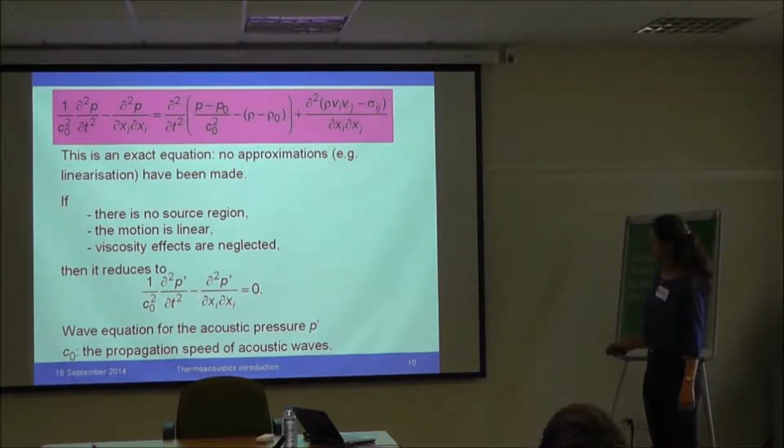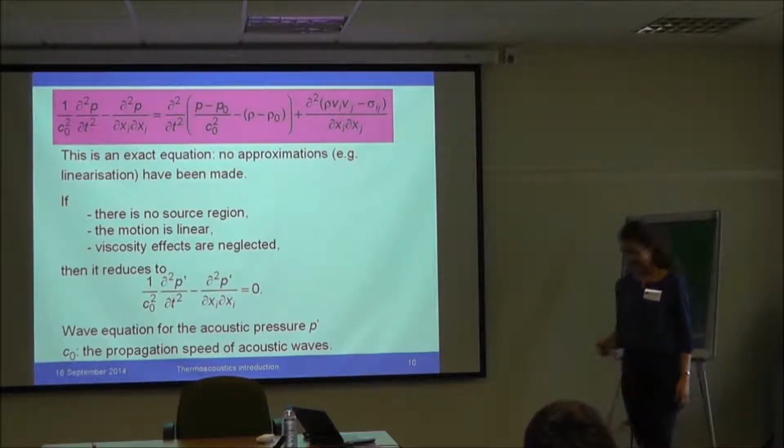Right, so that shows us that we have basically a wave equation for the pressure with source terms in this equation. And it also shows us that c naught is the propagation speed of the acoustic wave.